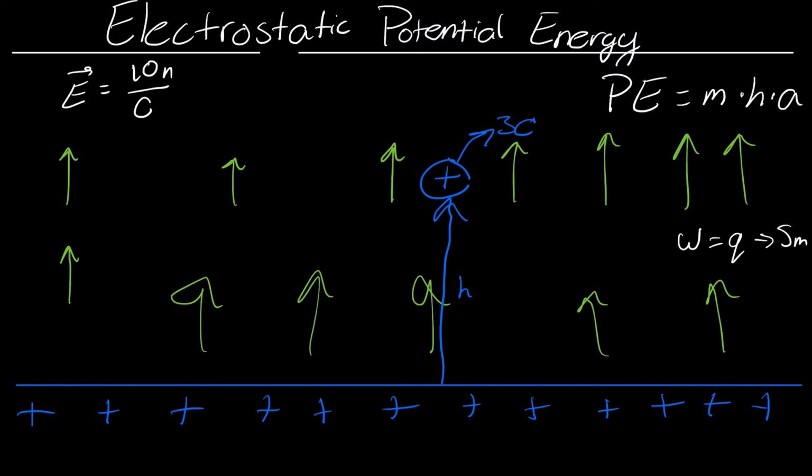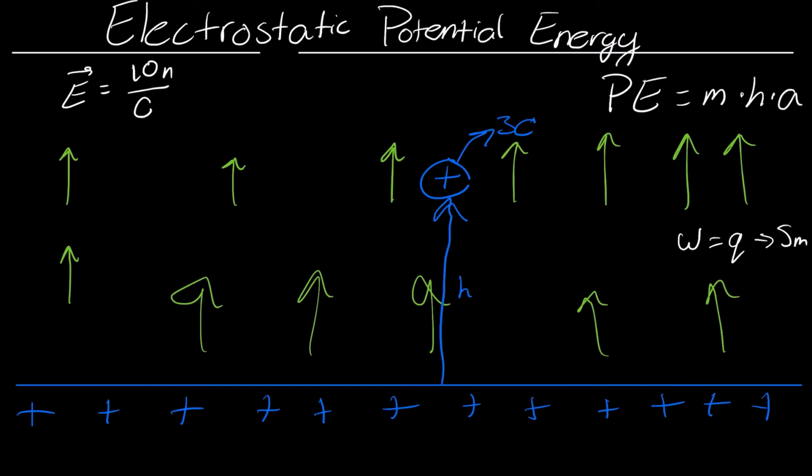Well, first we would have to see how much force is being applied to that charge in this specific spot. The electric field is constant in this case, so just because a source is here doesn't mean that the electric field is weaker there. We're going to assume that the electric field is constant. The electric field is equal to 10 newtons per coulomb, and the charge is 3 coulombs.